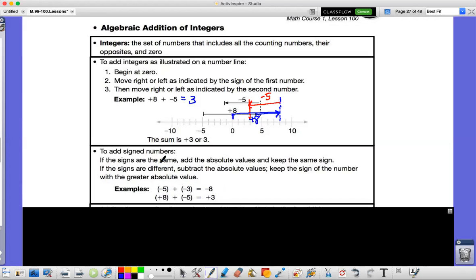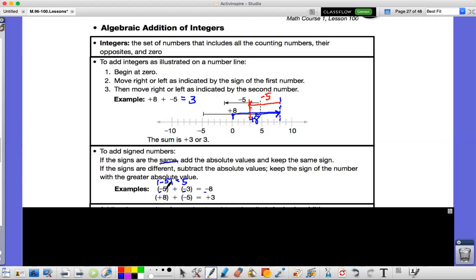So if the signs are the same, in this case this was a negative and this was a negative, you add the absolute values and keep the sign the same as you had in the problem. So this was a negative, this was a negative. The problem's answer should have a negative as well. And what's the absolute value of a negative 5? It equals 5.